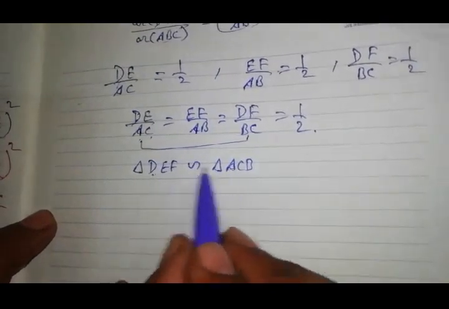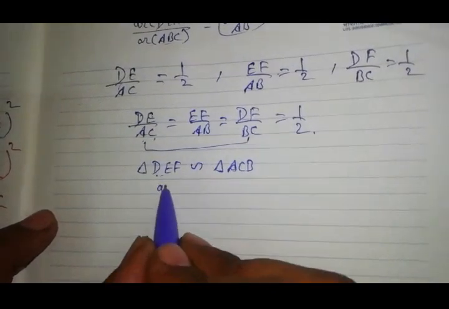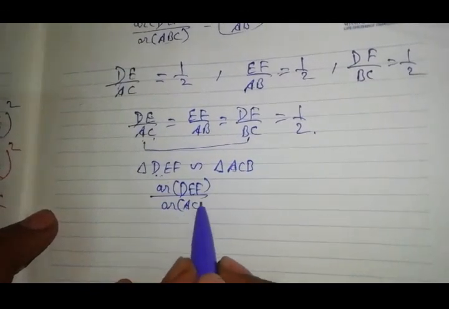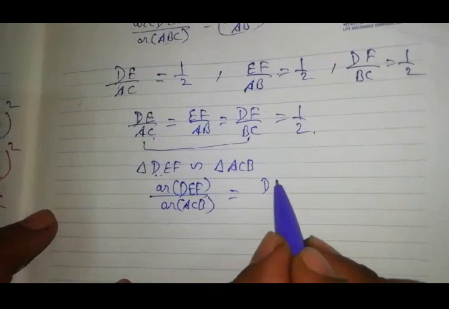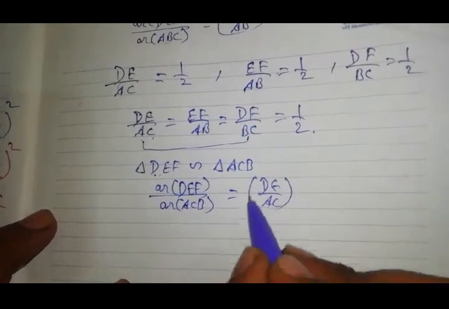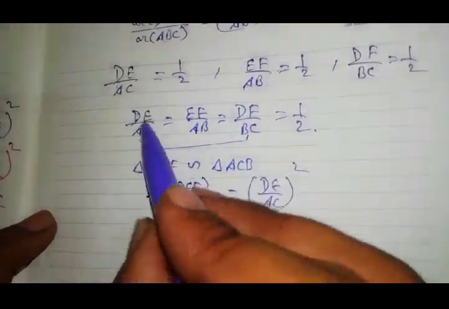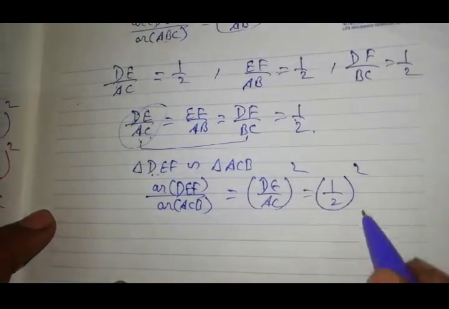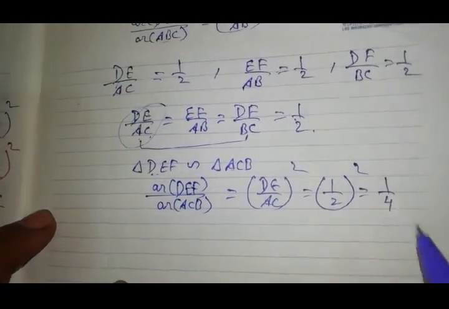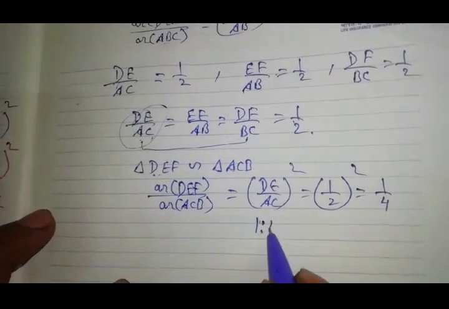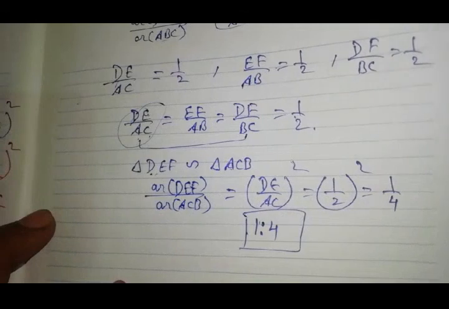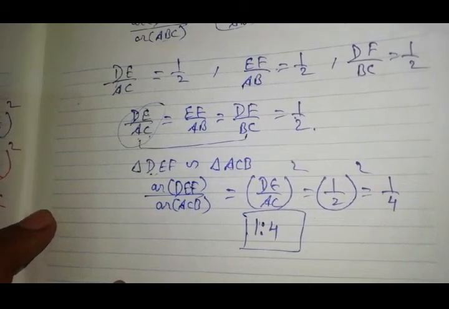Now if these two triangles are similar, area of DEF upon area of ACB can be written as (DE upon AC) whole square. Now we know that DE upon AC is nothing but 1 by 2, so it can be written as (1 by 2) whole square, which is equal to 1 by 4. Or we can say that the ratio of their areas is 1:4. Now let's move to the next question.